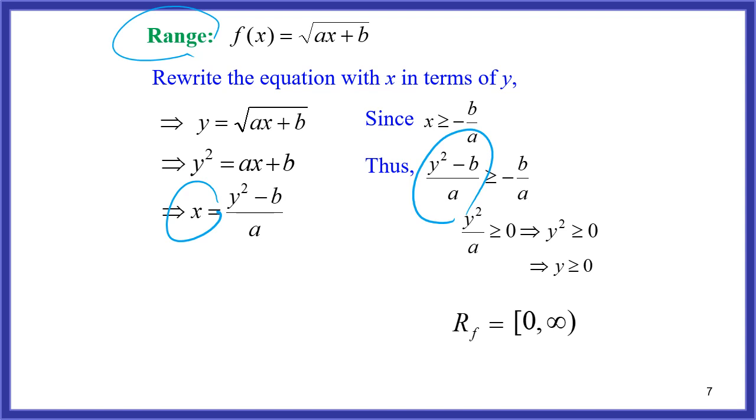It's not always true, because maybe if we have some extra value d here, then the range will be different. So let's see some examples.